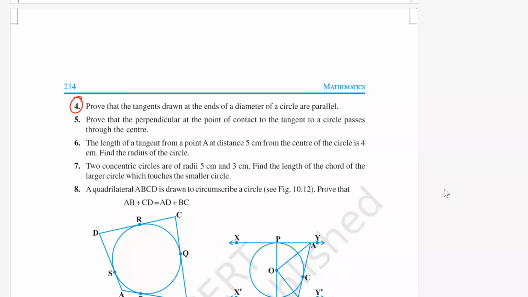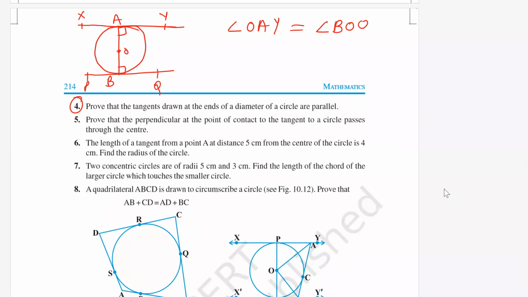Prove that tangents drawn at the end of a diameter of a circle are parallel. Basically, suppose AB is diameter. We have to prove that the tangents drawn at its endpoints are parallel. Now, if AB is diameter, that means AO and BO are radius. So this angle is 90 degree and this angle is also 90 degree. If I name it X and Y, and this P and Q, so angle OAY equals angle OBQ equals 90 degree, and angle OAY plus angle OBQ equals 180 degree. If the sum of co-interior angles is 180, then lines are parallel. Therefore it is parallel.